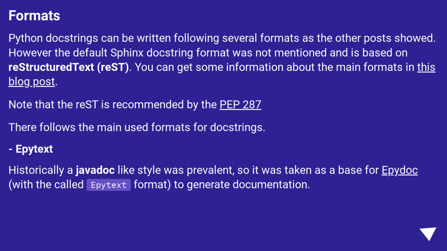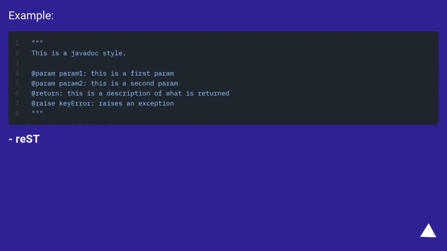Epytext. Historically, a Javadoc-like style was prevalent, so it was taken as a base for Epydoc, with a format called Epytext, to generate documentation. Example. reST.